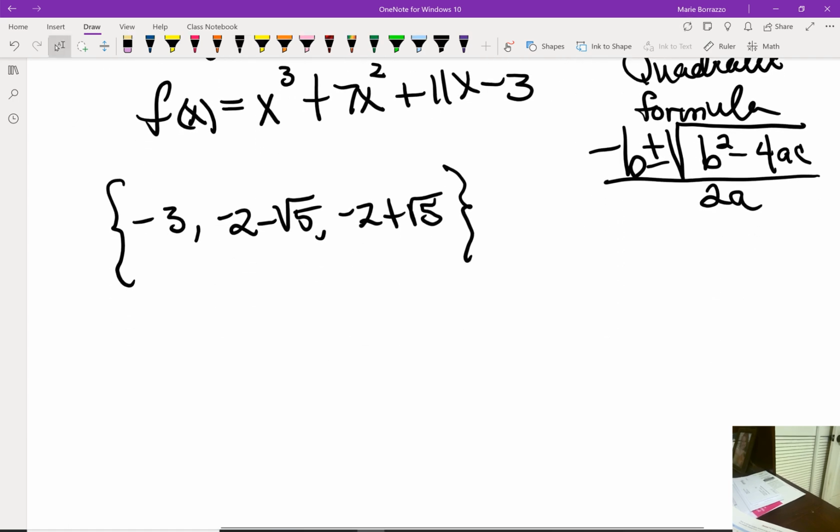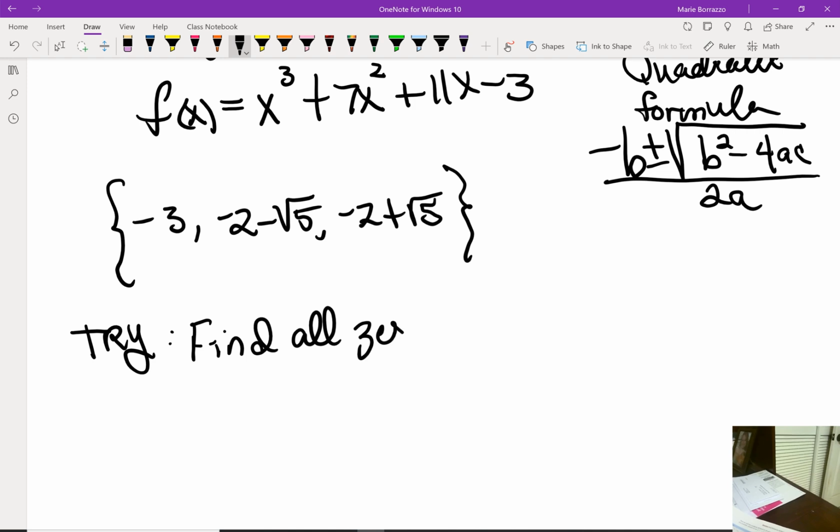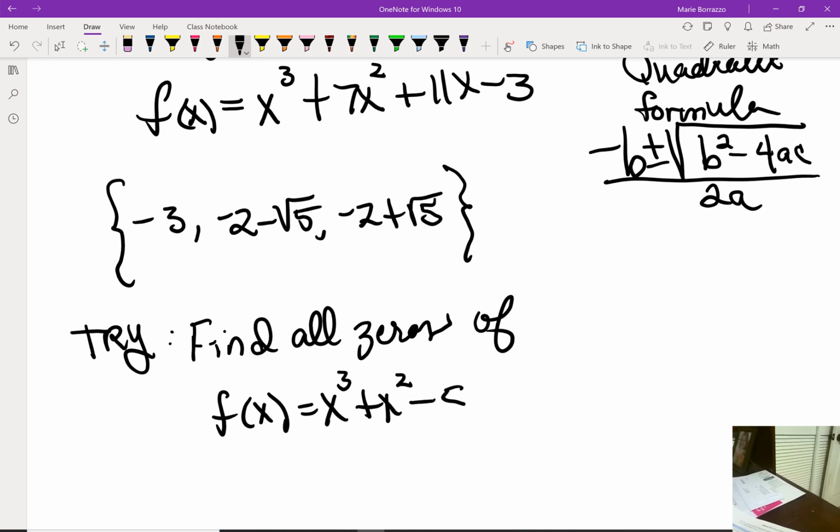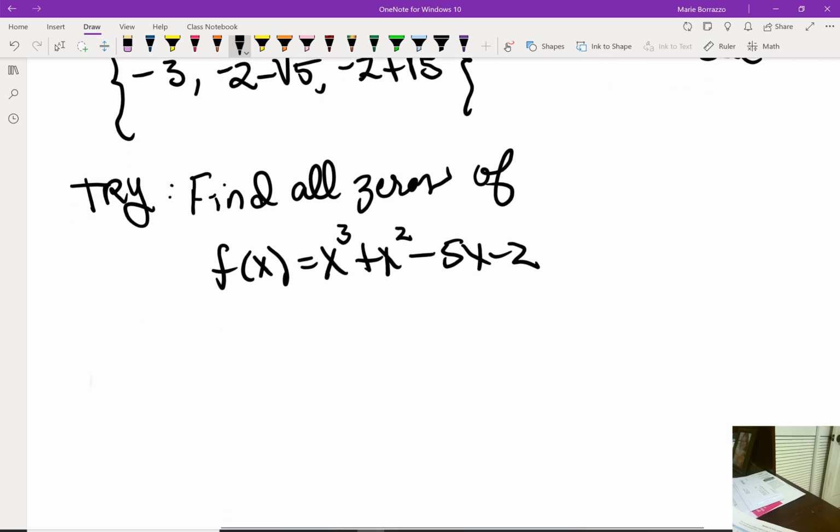All right, let me give you the try part of this question. The try part of this question is find all zeros of, and they're giving you f of x is equal to x cubed plus x squared minus 5x minus 2. That's your question. Again, the only difference here is you're going to use a quadratic formula once you start dividing.